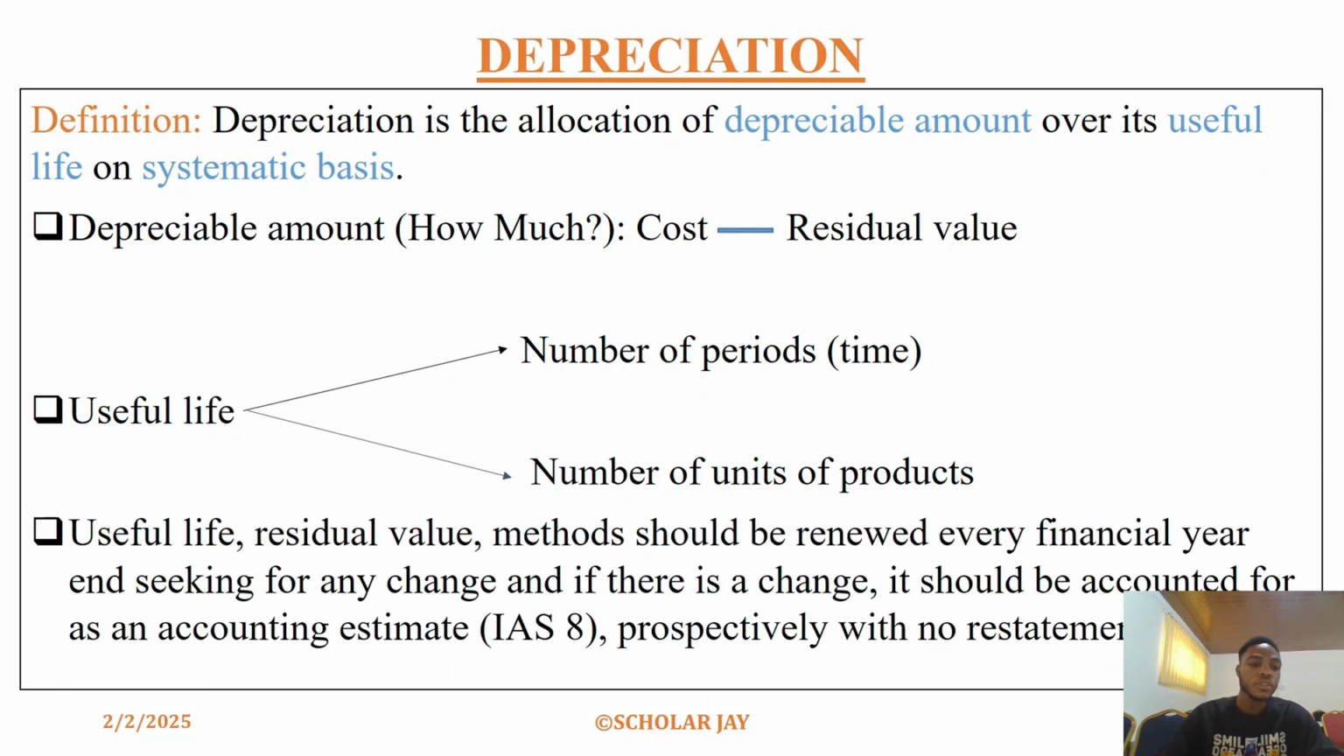Are we good? So when you talk about useful life, residual value, method, we are saying that all these things are accounting policies that we can change every financial year. Okay. And if there is any change, it should be accounted for as an accounting estimate, IAS 8, prospectively with no restatement. When you say prospectively with no restatement, what they are saying is that if, let's say, you are changing your useful life, you are changing your depreciation rate, or you are changing your number of periods that you are depreciating your assets for, you don't have to go back and restate the amount. After you've changed it, you just go forward and apply the change like nothing has happened. Are you with me?